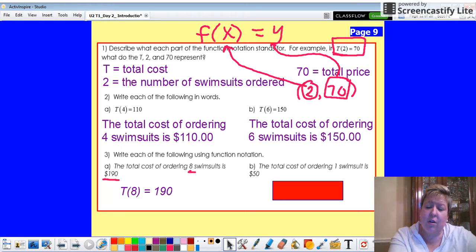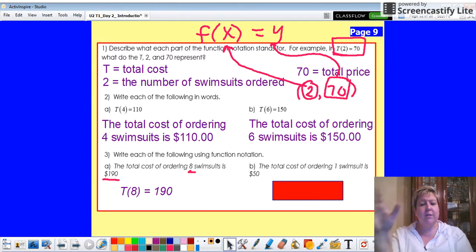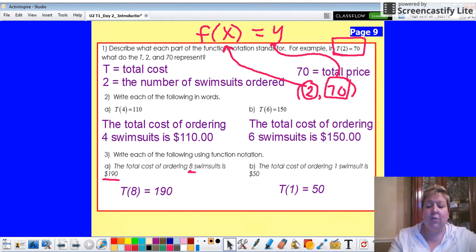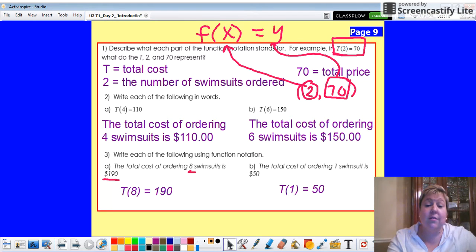For letter B, the total cost of ordering 1 swimsuit, again, think to yourself, what does that 1 represent? That's our independent variable, that's our x. What does the 50 represent? That's our y. So the total cost of ordering 1 swimsuit is going to be T of 1, or T parentheses 1, equals 50. All right, so moving right along, and if you need to, you can always pause me, get written down what you need to write, and then start it up again.